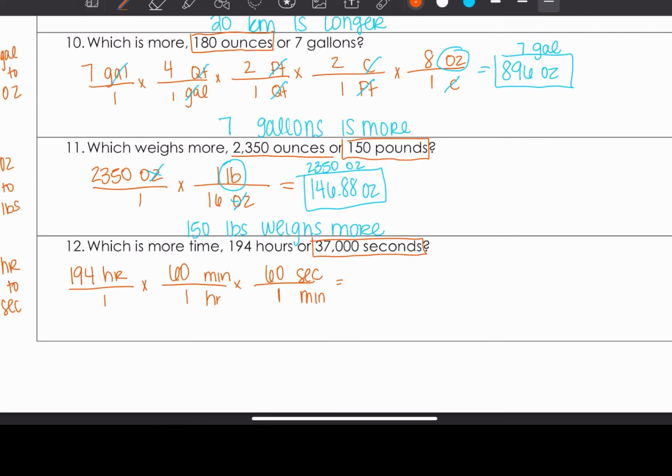When I cancel out my units, I'm left with seconds. We multiply it out to get 698,400 seconds. And remember, this was equivalent to 194 hours. So 194 hours is more.